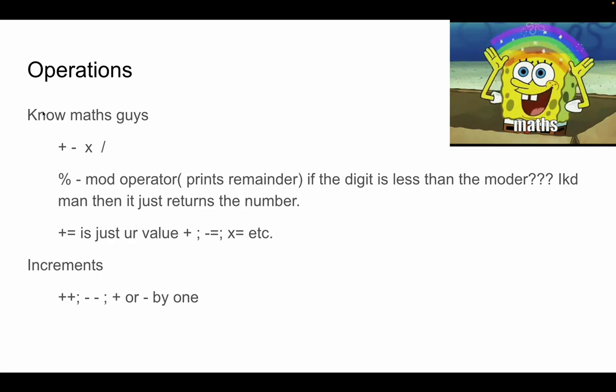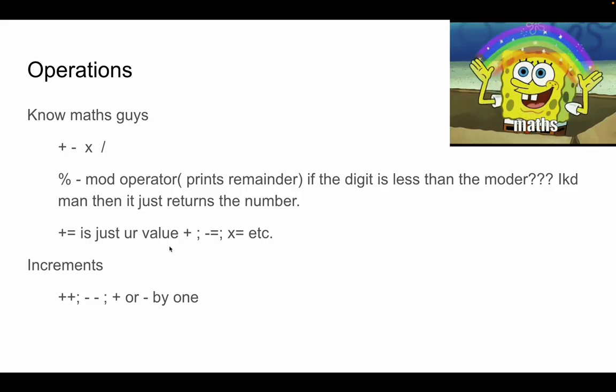Okay, so operations. Please just know maths. Otherwise, I don't know why you're here. But regardless, you need to know your plus, minus, multiplication, and division. The mod operator, which looks like the percentage sign, basically gives the remainder of something. If the digit is less than the thing that you're dividing by to find the remainder, then it just returns the number. Okay, quite simple.